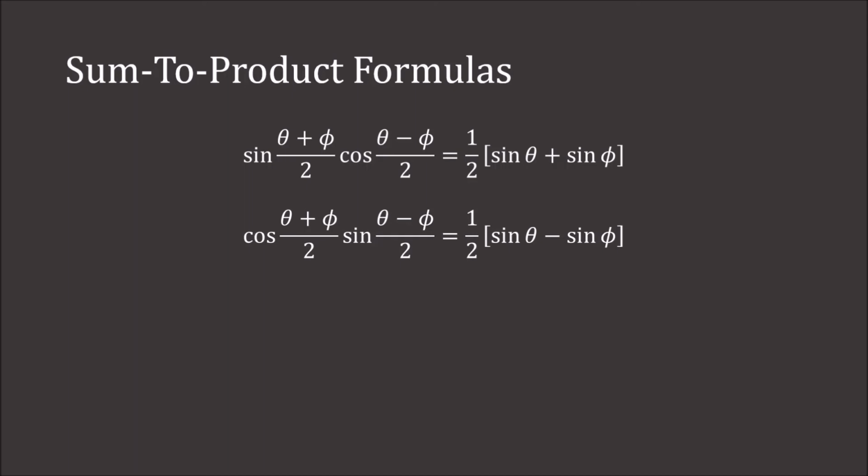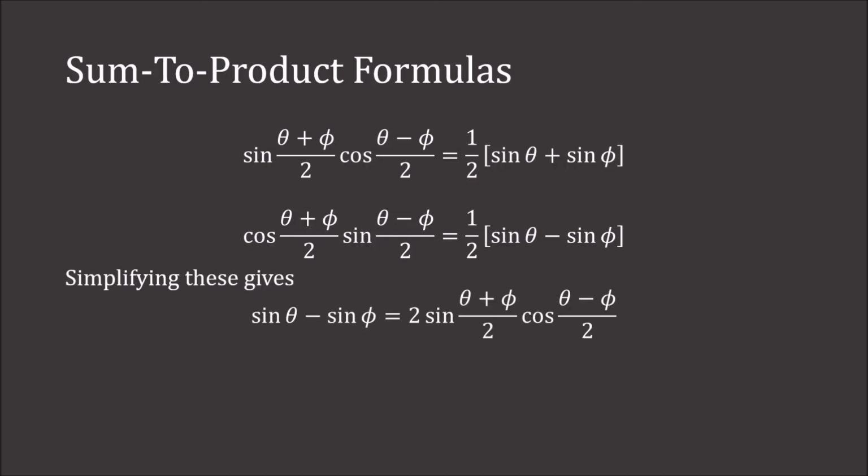If we simplify these to solve for the sum and difference, sine of theta minus sine of phi is equal to 2 times sine of (theta plus phi) over 2 times cosine of (theta minus phi) over 2. My apologies, a typo in the slides. This should not be a minus. This one here should be a plus. Right, that was solving this one.